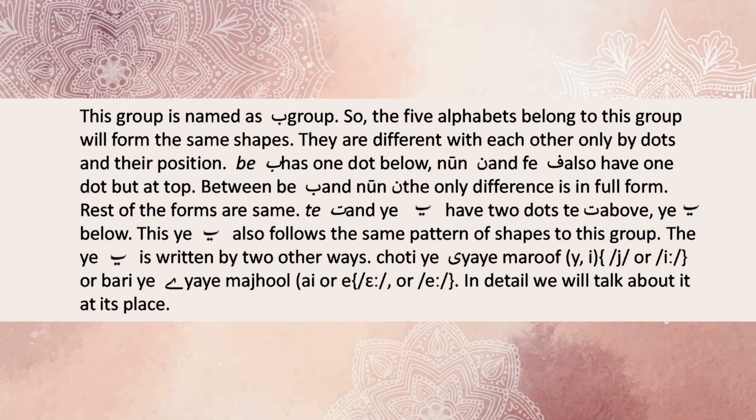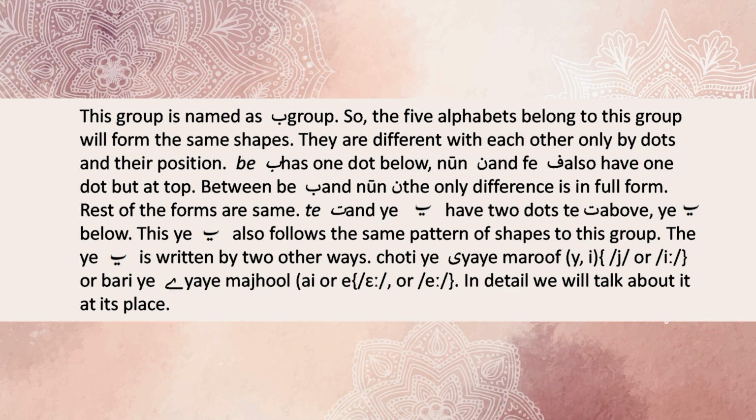There are some alphabets in this group, and this group is called the be group. The 5 alphabets that belong to this group form the same shapes. They are different from each other only by dots and their positions. We make a shape and insert a dot.